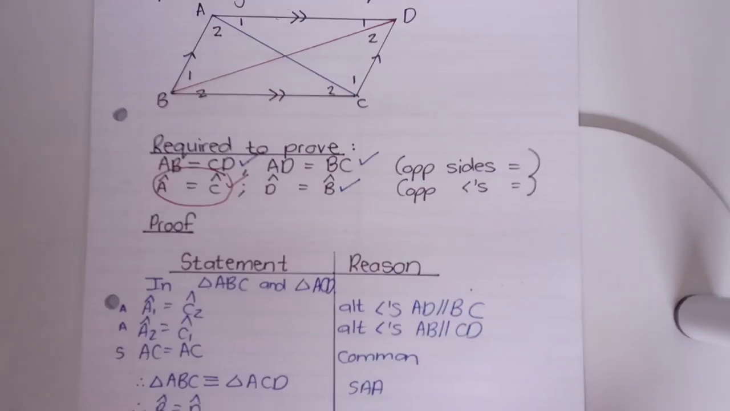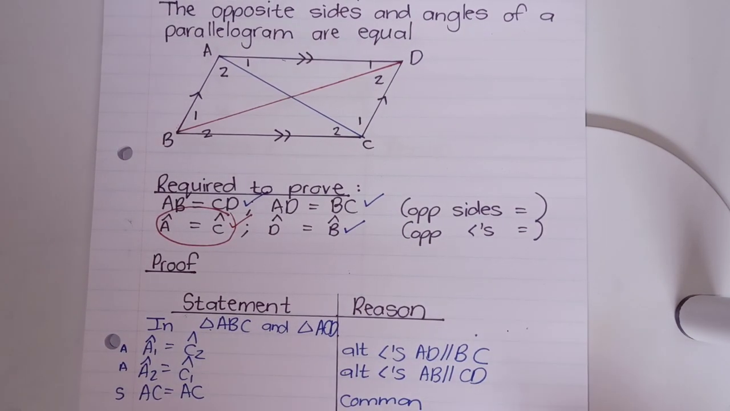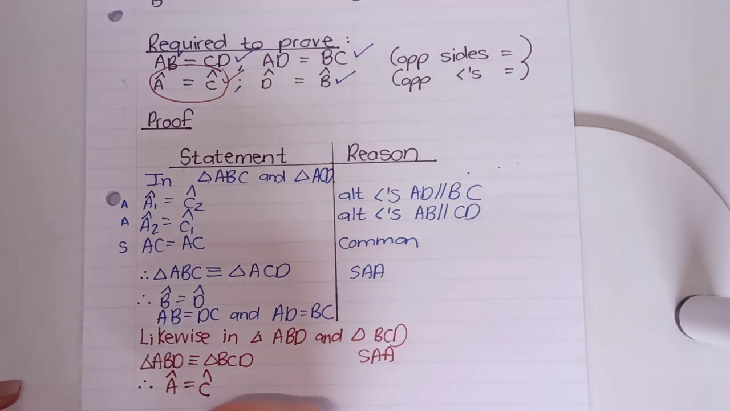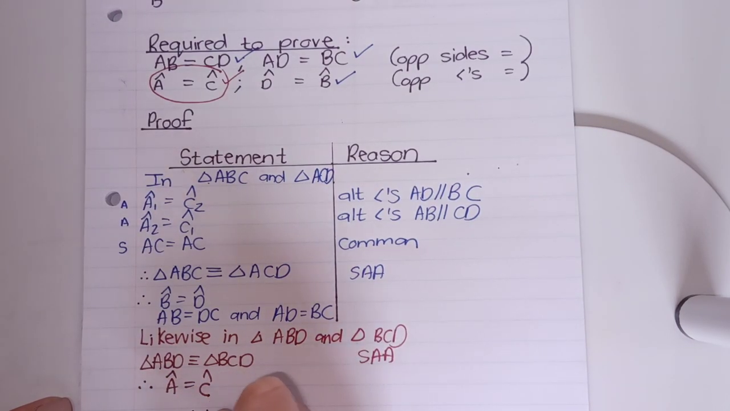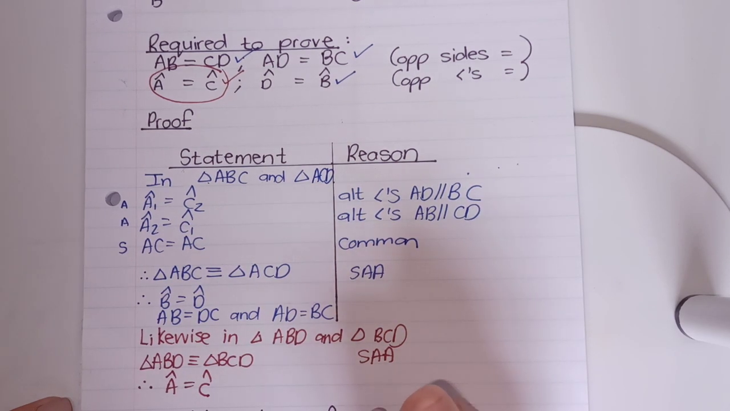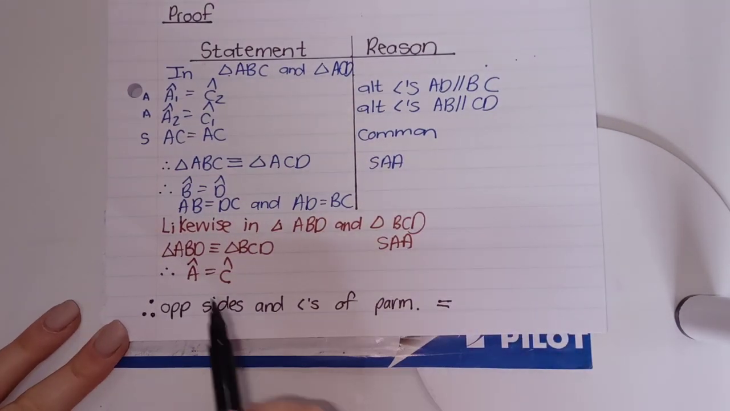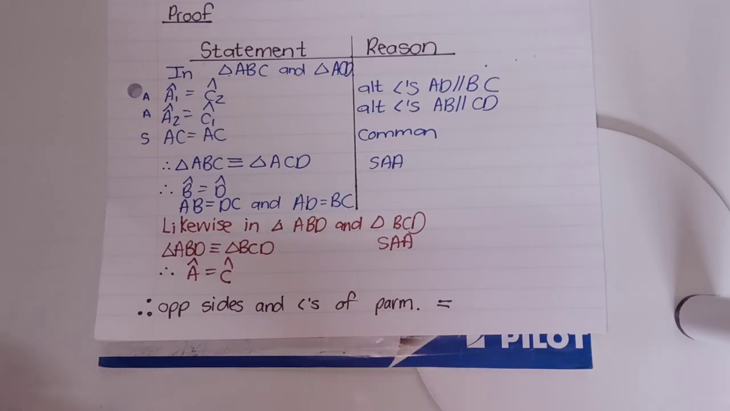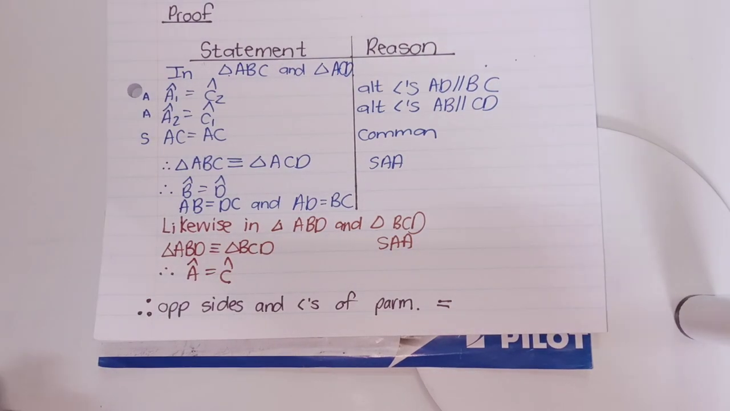Therefore, what were we trying to prove? That opposite sides and angles of a parallelogram are equal. So therefore, you can say opposite sides and angles of PALM, remember PALM stands for parallelogram, equal. And that would be your final statement.